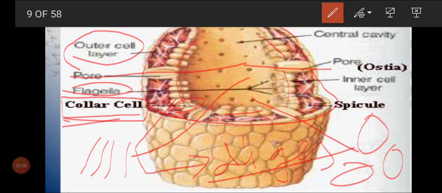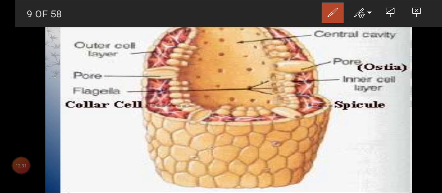And now look at that structure. You can see some beautiful star-like structures. These we call spicules. Actually the spicules are present between the outer layer of cells and the inner layer of cells. What is a spicule? Spicules are nothing but the fibers, or spongin fibers. This is the skeleton for the sponges.